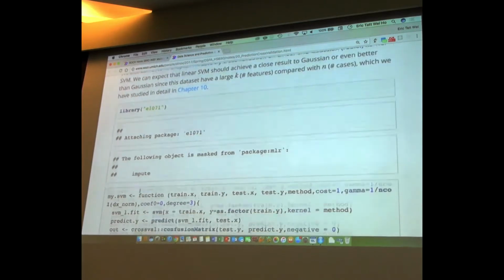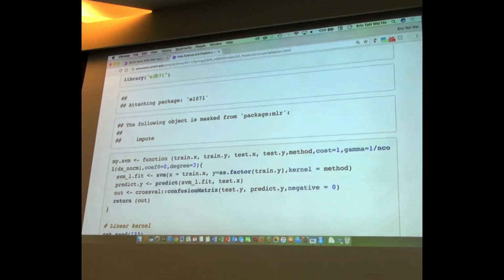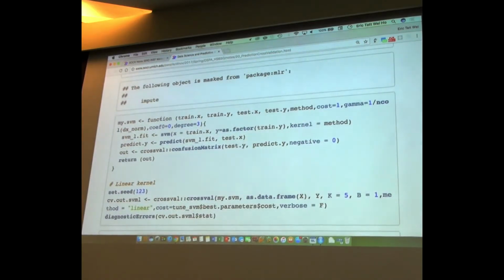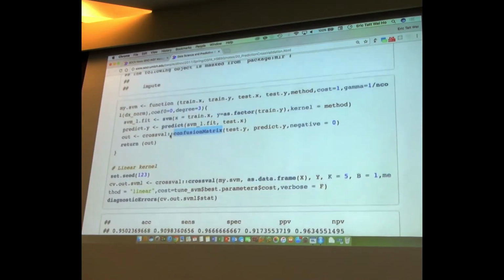The next one is support vector machines. Earlier we actually used a different package for KSVM. Now here we're using the package e1071. Again, we're going to define an SVM prediction function that fits the model, generates the predictions, and reports the results out.